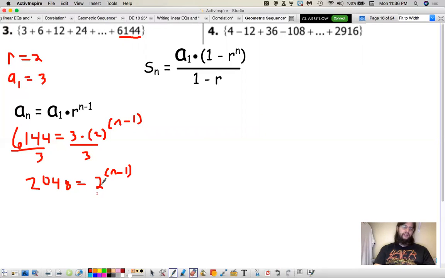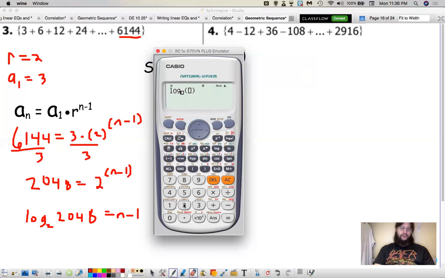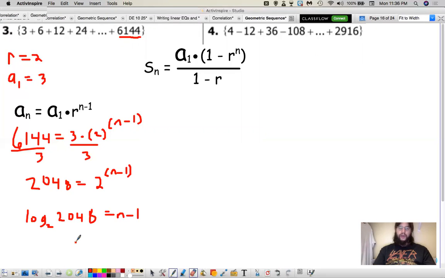Here our base is 2, argument is 2,048. That's got to equal n minus 1. So, yeah, logs are here. You don't have to do it this way. You could just figure out 2 to what power is 2,048. So yes, don't panic. This is 11. This will get it for you. But you could also just plug in numbers in your calculator.